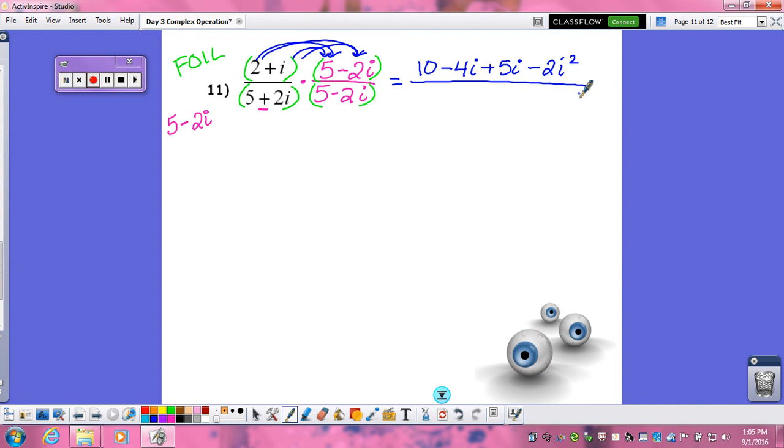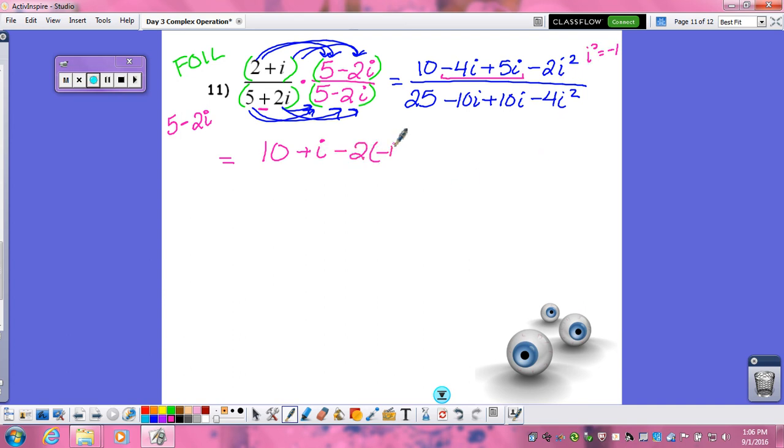All over, double distribute or FOIL your denominator. 5 times 5 is 25. Negative 10i. Positive 10i. And negative 4i squared. And now we have to simplify. Taking a look at our numerator, combine our like terms. So we have 10 plus i, or 1i. We also know that i squared is equivalent to negative 1. So we're going to go ahead and replace that. So we have minus 2 times negative 1.